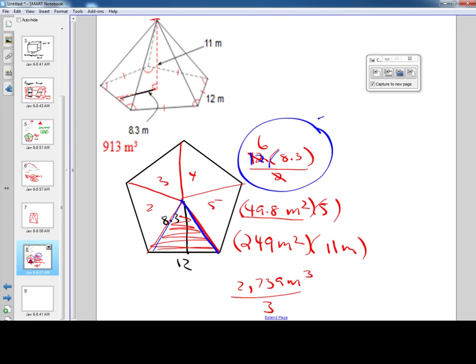Okay, this is the one triangle. And then what I did was, because there were 5 of them, I multiplied it by 5. That gave me the whole area of the base. Then I multiplied it by the height, which was 11 meters. And then because it's cone shaped, I only need a third of it. So I divide by 3.